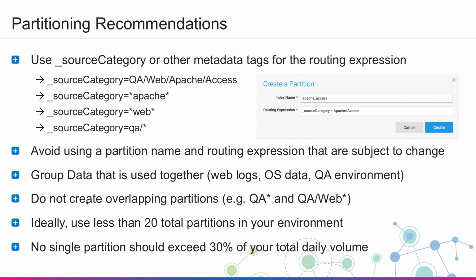Ideally you'll want to create less than 20 partitions in your environment. That's because when you're not searching across these partitions, there's a little bit of overhead involved in finding all the partitions that exist and trying to extract data from all those partitions. No single partition should exceed 30% of your total daily volume.